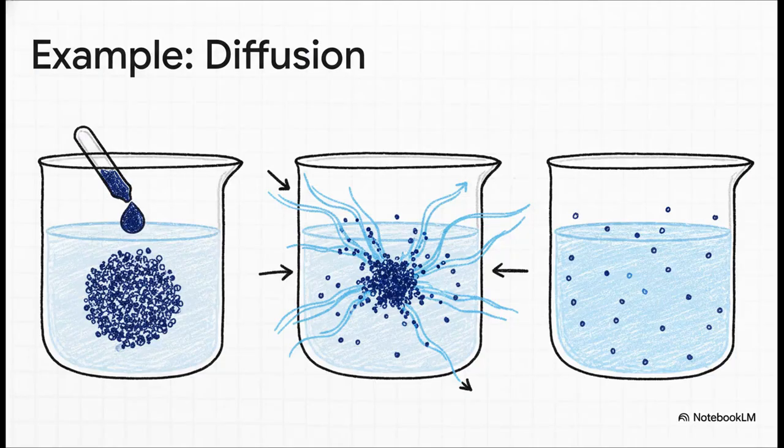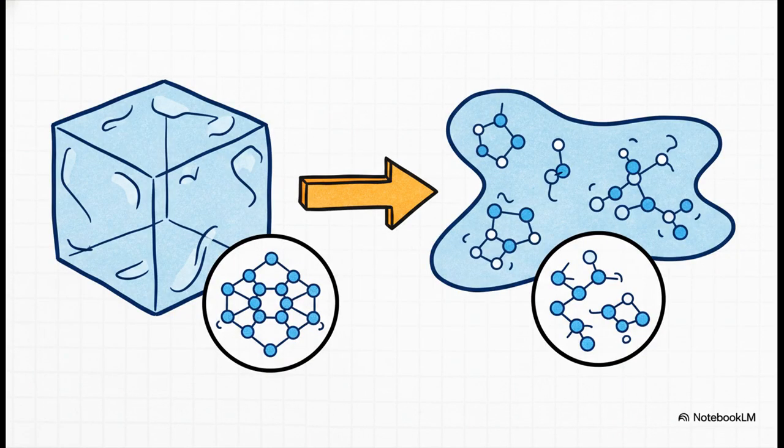Diffusion is a perfect, classic example. You drop some dye into a glass of water. At first, all those dye molecules are crammed together, right? That high concentration gives them a super high chemical potential. So what do they do? They spontaneously spread out, moving to areas of lower concentration to lower that potential, until everything is uniform. And it's the exact same logic for why ice melts.